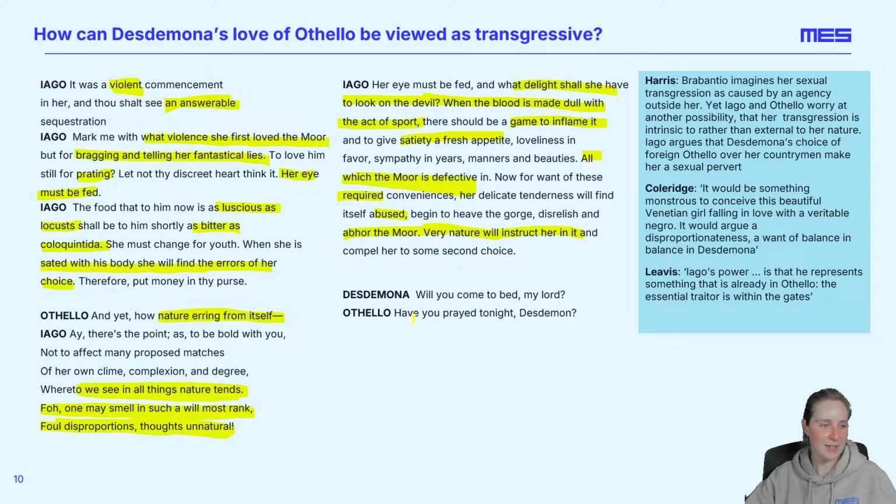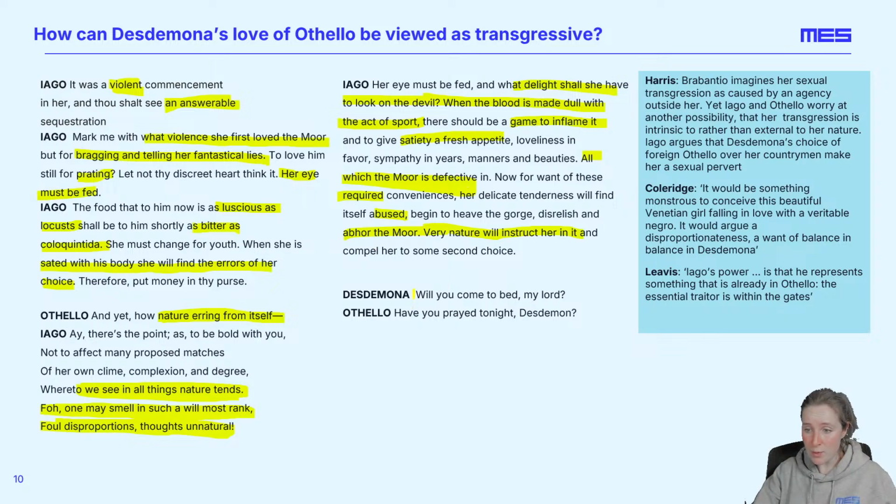So essentially, Iago's saying, don't worry, she'll break up her marriage and cheat on you with him regardless, so don't worry about it. So again, pushing into this idea of her being transgressive, her willing to break these bonds, and there's no way she could possibly be a faithful wife because she's disobeyed nature.